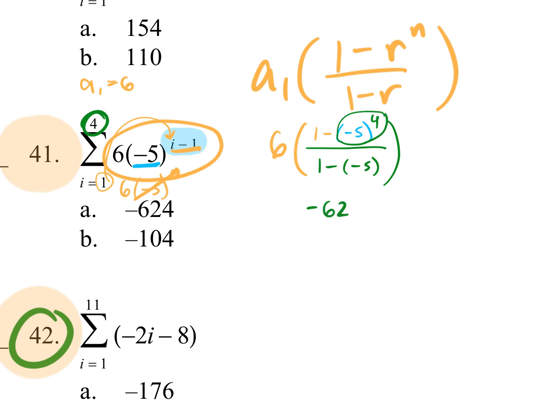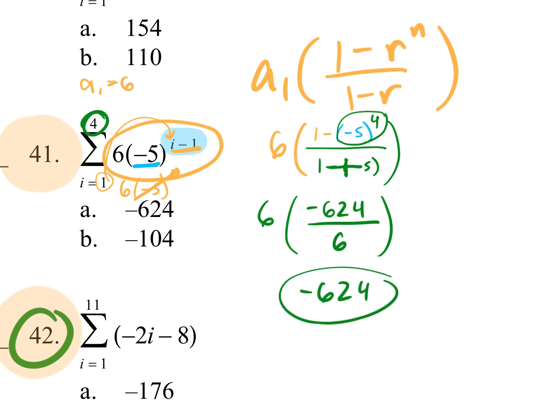Negative 624 over 1 minus negative 5. This turns into a plus, so 1 plus 5 is 6. And then we have 6 times negative 624 over 6, which would be negative 624. So it would be A.